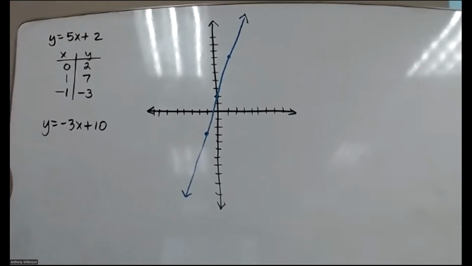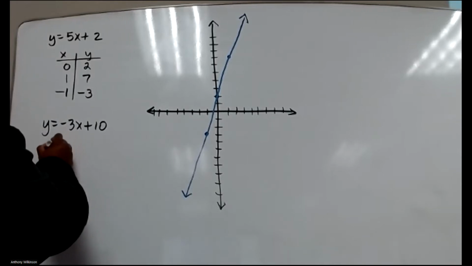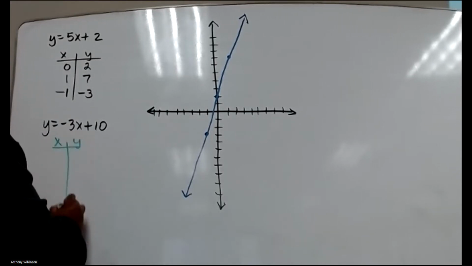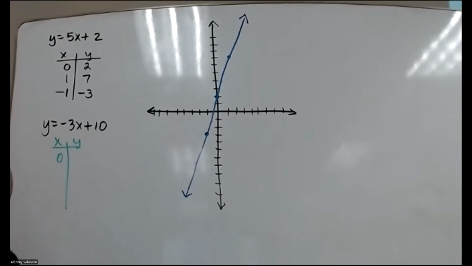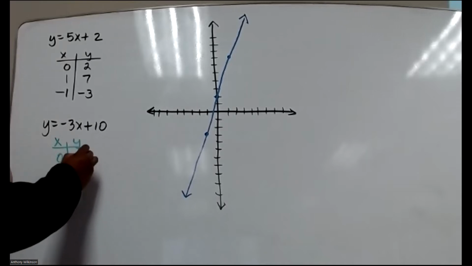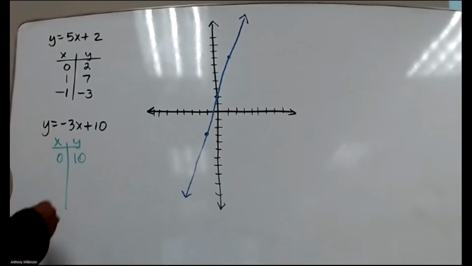All right, so for the other equation, y equals -3x plus 10. Okay, I'm going to let x be 0, so this will be -3 times 0, which is 0, plus 10, which will be 10. I'm going to try 1. -3 times 1 will be -3 plus 10 will be 7.